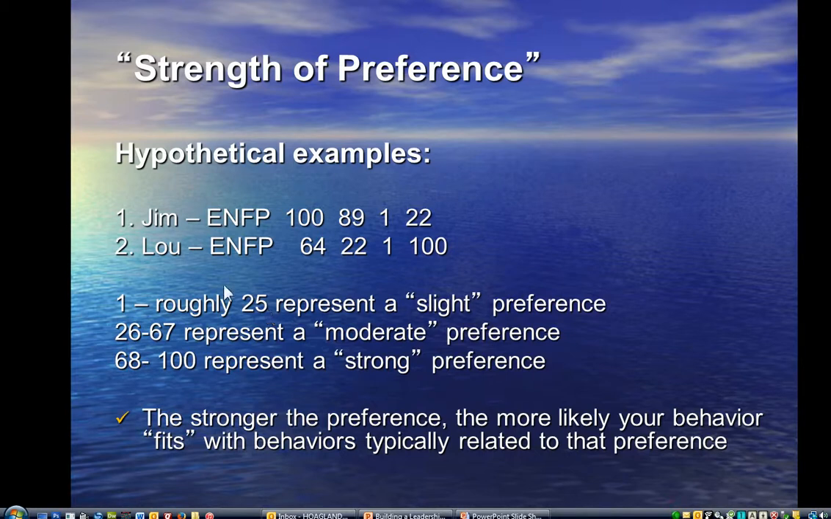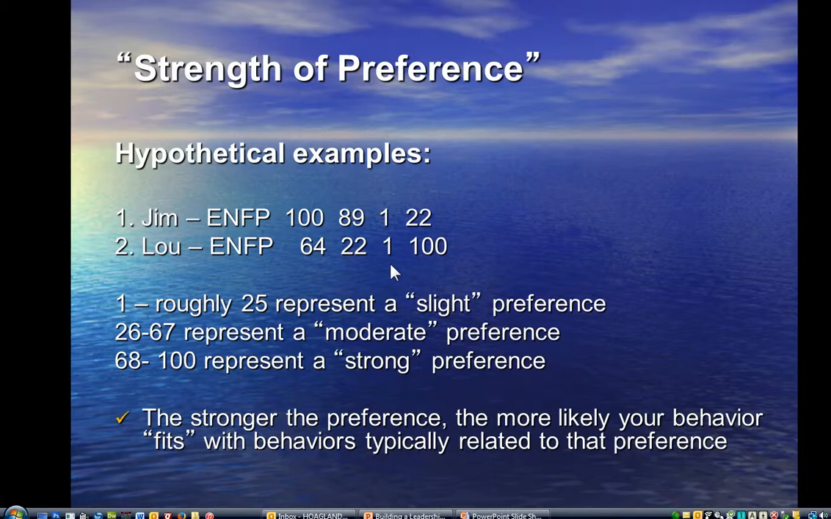So if we look at Jim and Lou, both are ENFPs, but on the continuum, they are much, much different in 3 cases. They're very similar on the feeling dimension. They're both a 1%, which means they have a slight preference for it. Which means that if they were asked 100 questions about thinking and feeling, they probably answered 51 as a feeler and 49 as a thinker. So they really could go in either direction depending on the decision at hand.